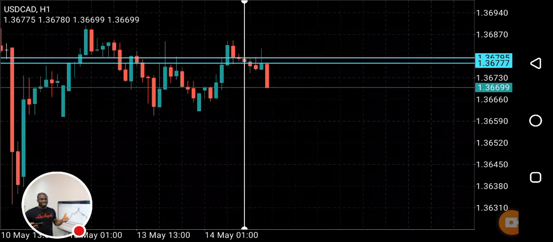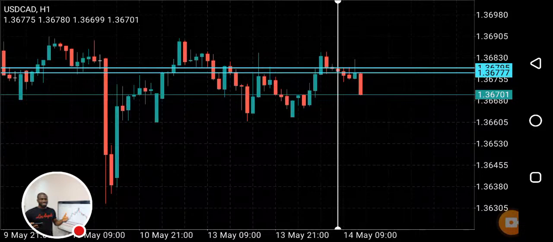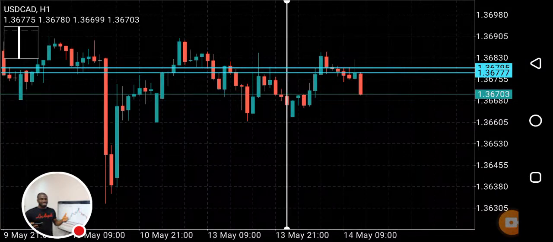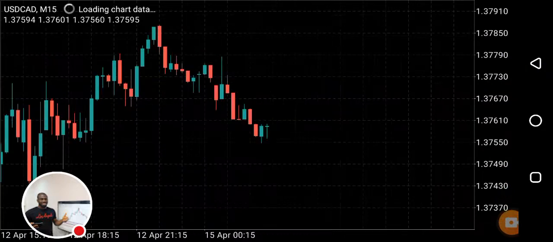This is the fair value gap. I believe you can see that. Now if we go down to 15 minutes, I believe there's a fair value gap above this one on the 1 hour. That's the reason price broke out from this 1 hour fair value gap. Let's go to 15 minutes.